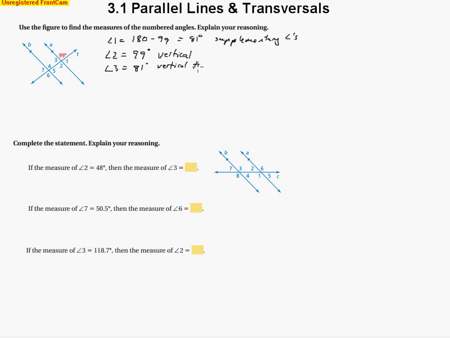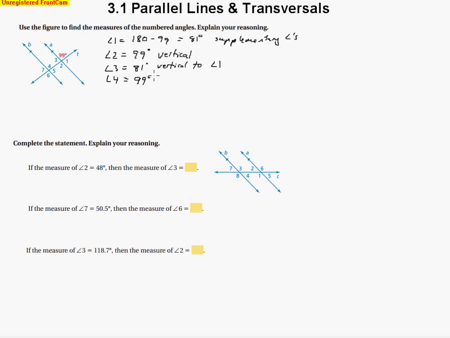to angle 1. And so there's other ways to do it. We could have said that it was supplementary to angle 2 or supplementary to the given angle. But that's just one way. So let's take a look at angle 4. Angle 4 is equal to angle 2, which is 99 degrees.